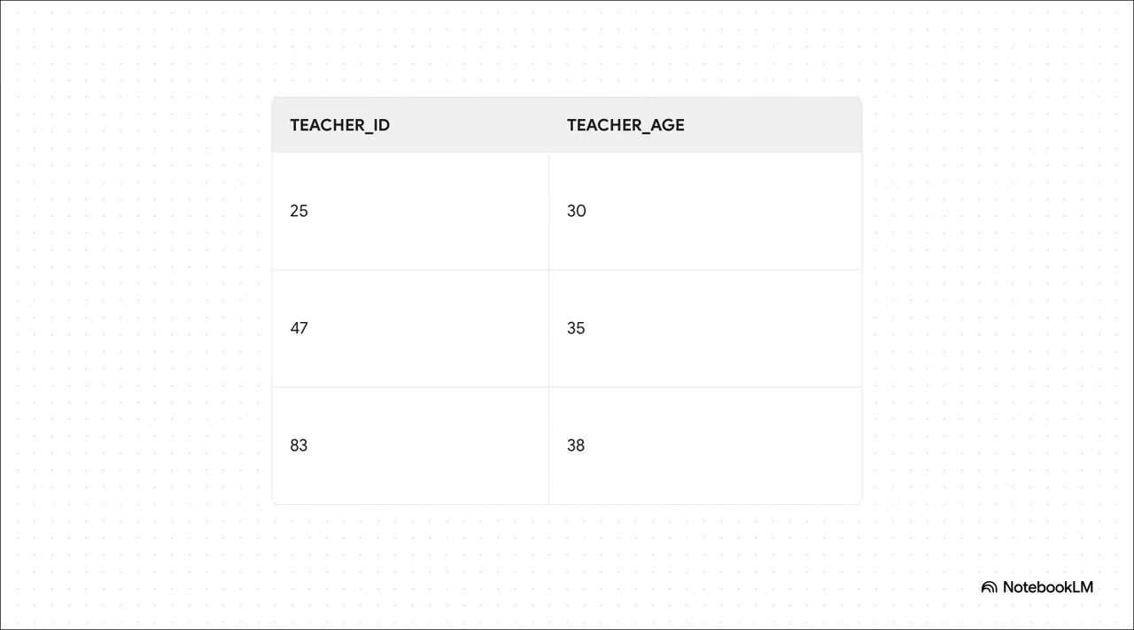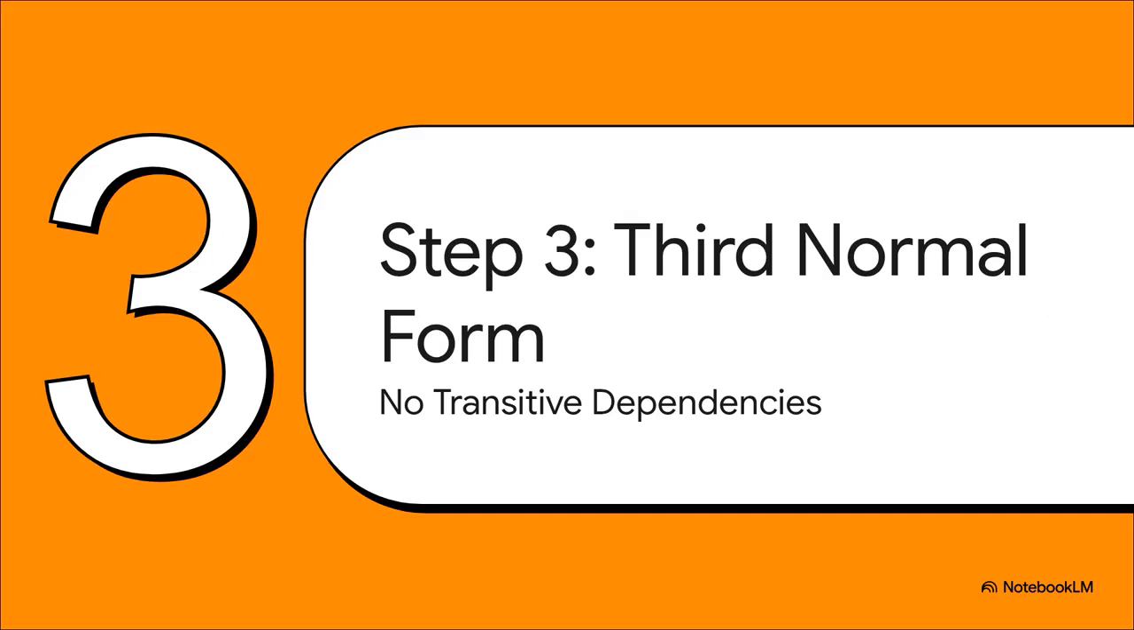We've got a teacher detail table where each teacher's age is stored just one time. Perfect. And we have a teacher subject table that cleanly links teachers to their subjects. No more repeated age data. It's way cleaner, way more efficient. We are now officially in 2NF. We are on a roll.